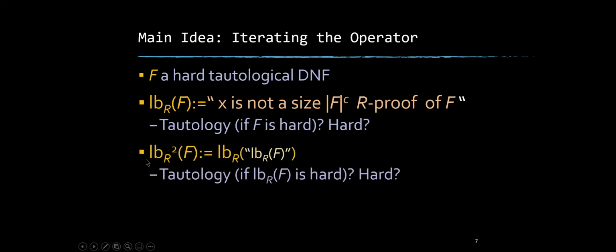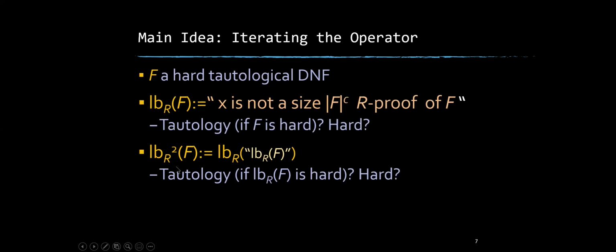And the same happens when we iterate again, and this is how I write it. I write it lower bound R with a superscript 2. So if we iterate it twice, what we get is the following. It's a statement stating a lower bound on the statement that states a lower bound for the proof system R on the tautology F.